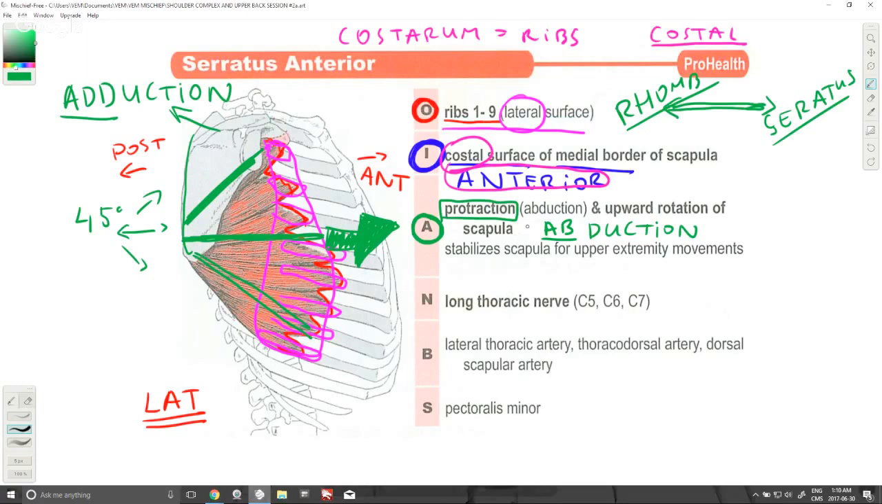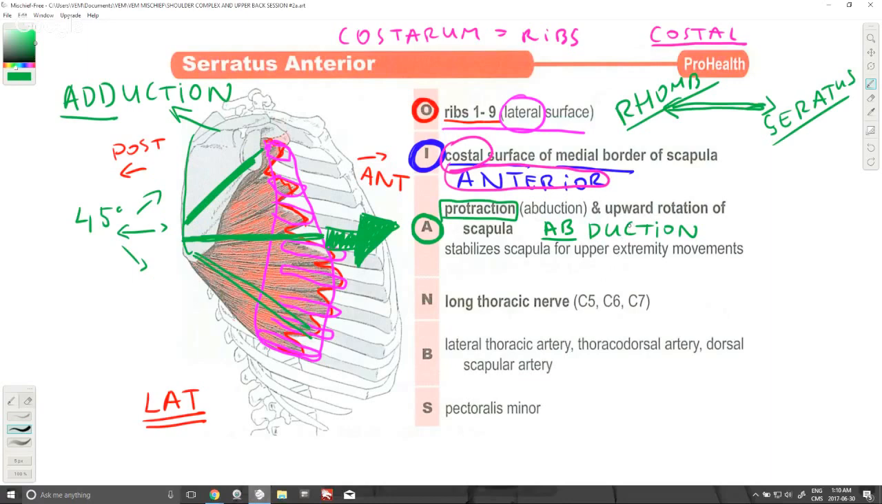Protraction, okay, so that's the main function. As well, upward rotation of the scapula, okay? Well, as I said, it can produce downward rotation as well. It can produce some other actions as well, but he just lists the most important functions, and probably that's where we should stop. Let's not make it too complicated. Just remember protraction and upward rotation.